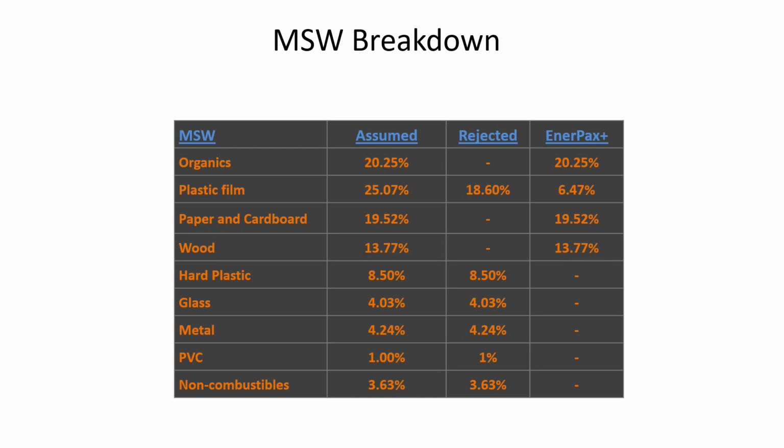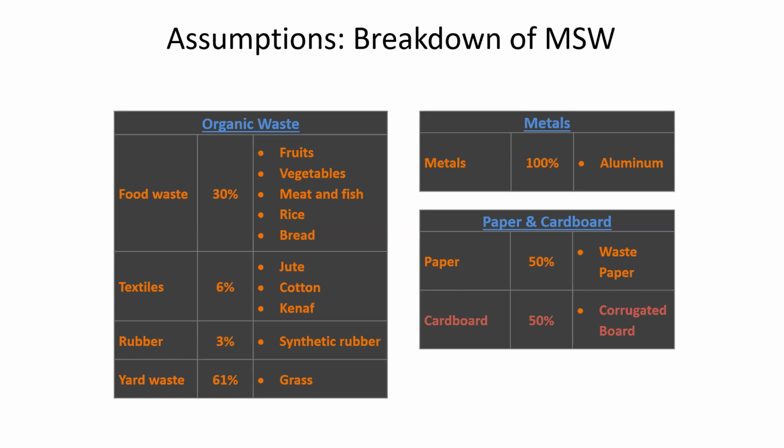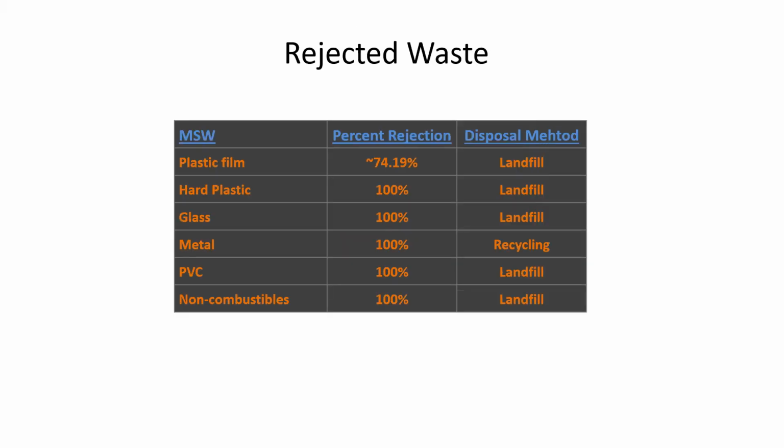So they didn't used to use hard plastic, glass, and other stuff. So they're only using, therefore, the composition of inner packs: what was there in organic waste, what the percentages are, how much metals, paper, cardboards, and other stuff. What is the percent rejection, and where is the rejected material ending up?